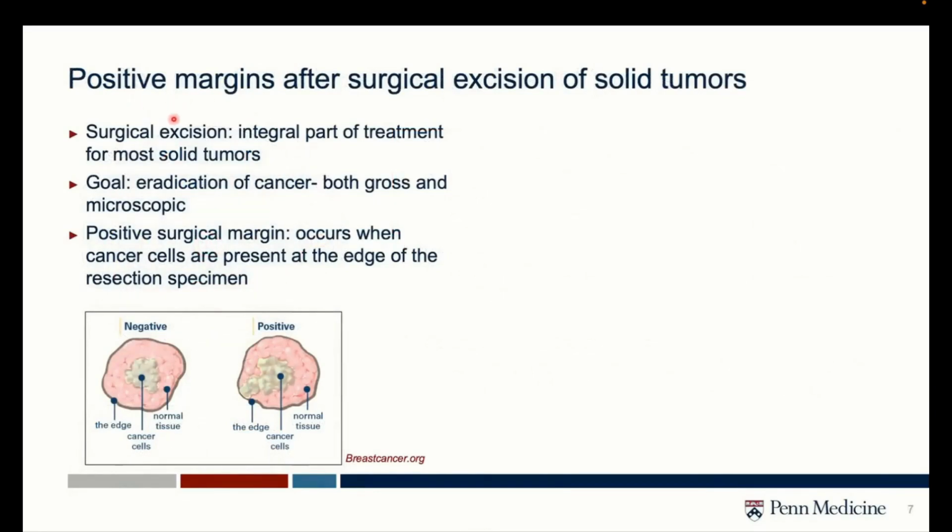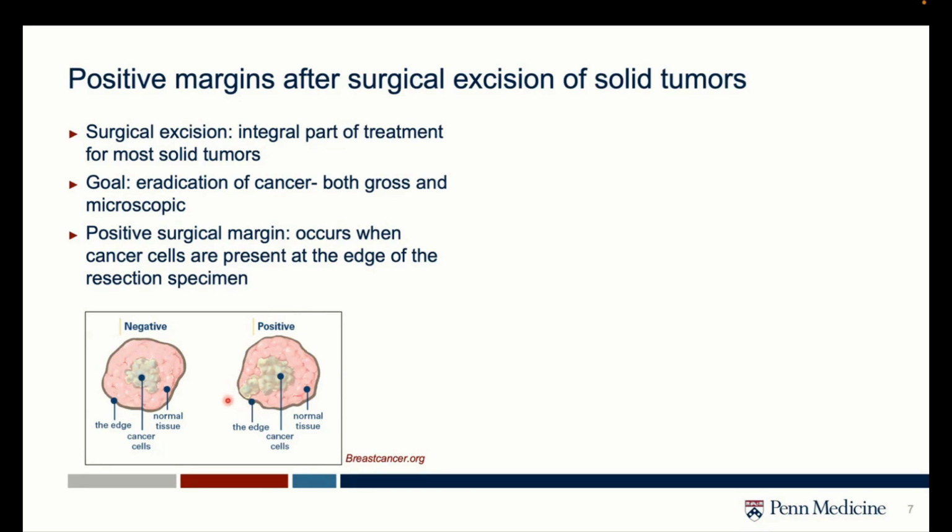So the surgical excision is basically a very important part for treatment of most solid tumors. And the goal for the surgical excision in solid tumors is to basically cut out the whole tumors so that there are no residual tumor cells in the patient's body. But this goal is sometimes not achieved, and the results are positive surgical margins, which is shown here on the right side of the graph. That occurs basically when the cancer cells are still present at the edge of the resection specimen.